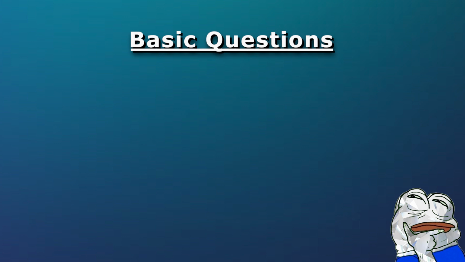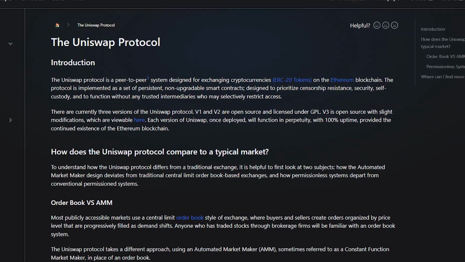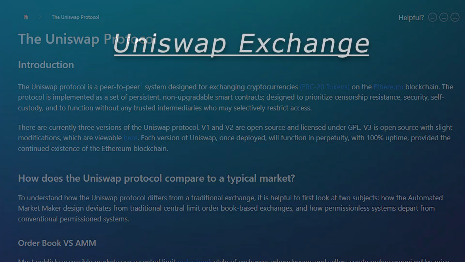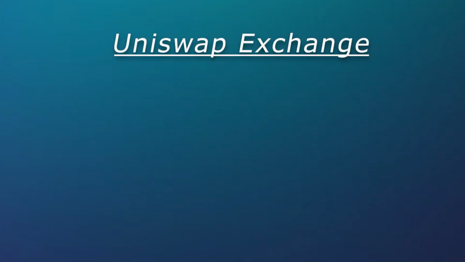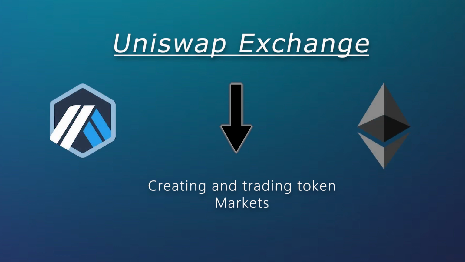Let's begin by addressing some basic questions. What actually is Uniswap, and why do people use it? According to their docs, the Uniswap protocol is a peer-to-peer system designed for exchanging cryptocurrencies on the Ethereum blockchain. Essentially, Uniswap is an exchange used for trading tokens and creating markets on the Ethereum blockchain.